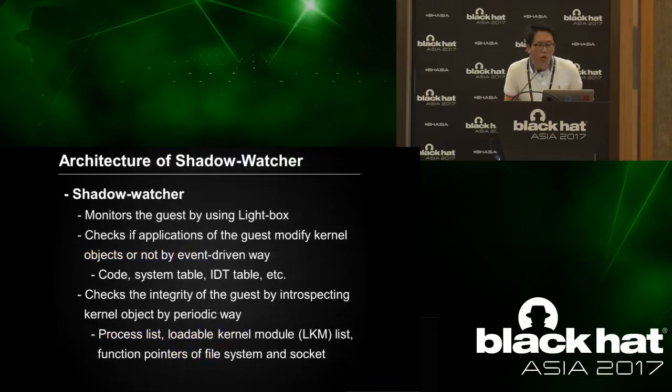Shadow Watcher monitors the guest via Lightbox. It uses event-driven and periodical ways of monitoring the guest. The event-driven way is for checking static immutable objects, such as text code, system table, IDT table, and so on. The periodical way is for checking dynamic mutable objects, such as process list, kernel module list, and function pointers.